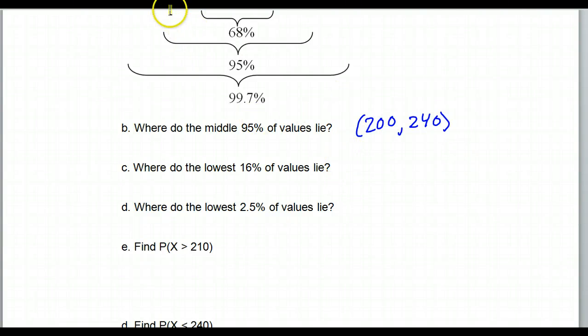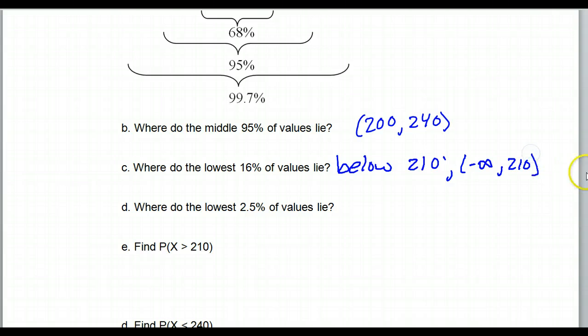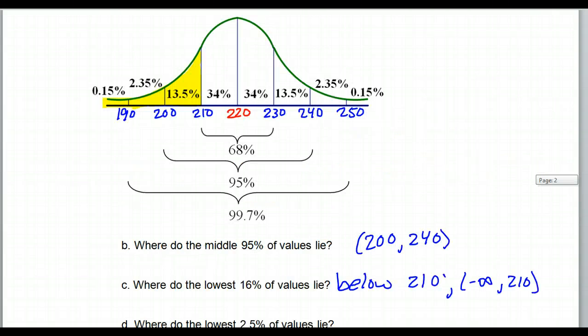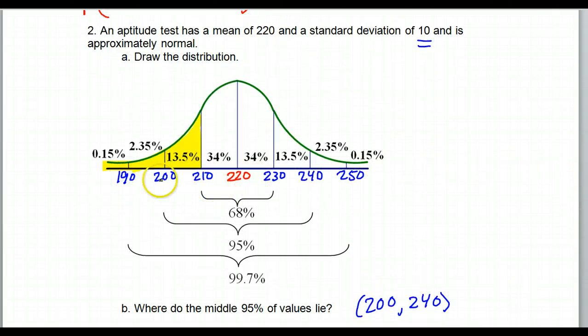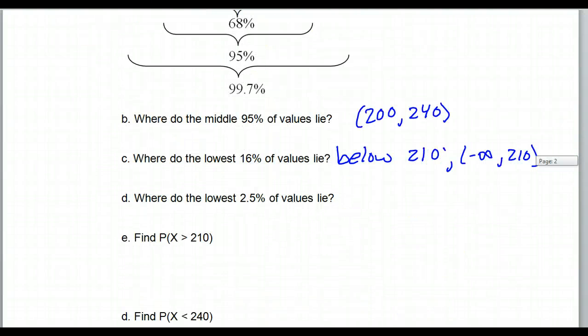I could say below 210, or I could say negative infinity to 210. Either way, those two things mean the same thing. But I cannot say 190 to 210 or 180 to 210. All those would be wrong. This goes forever to the left. It doesn't stop. So that's how we do that.